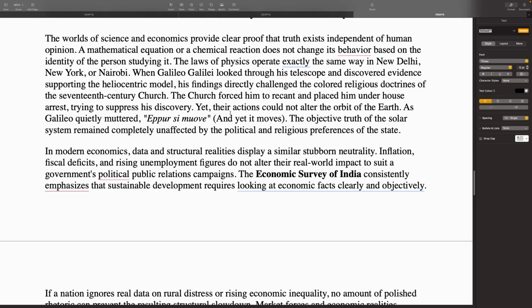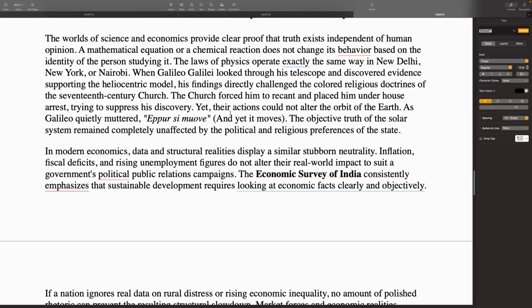When Galileo Galilei looked through his telescope and discovered evidence supporting his heliocentric model, his findings directly challenged the colored religious doctrines of the 17th century church. The church forced him to recant and placed him under house arrest, trying to suppress his discovery. Yet their actions could not alter the orbit of the earth. As Galileo quietly muttered, "Eppur si muove," and yet it moves. The objective truth of the solar system remained completely unaffected by the political and religious preferences of the state.